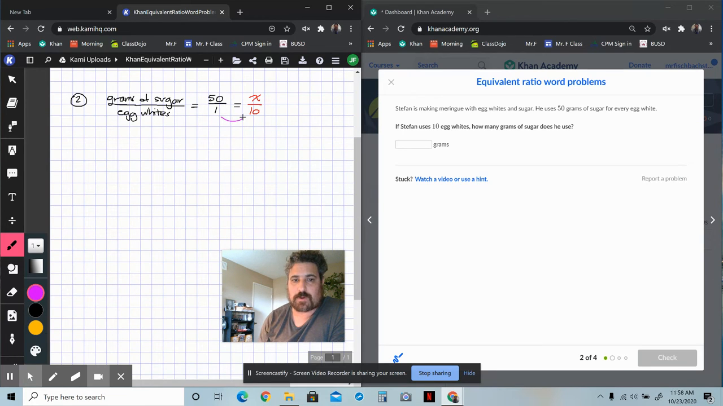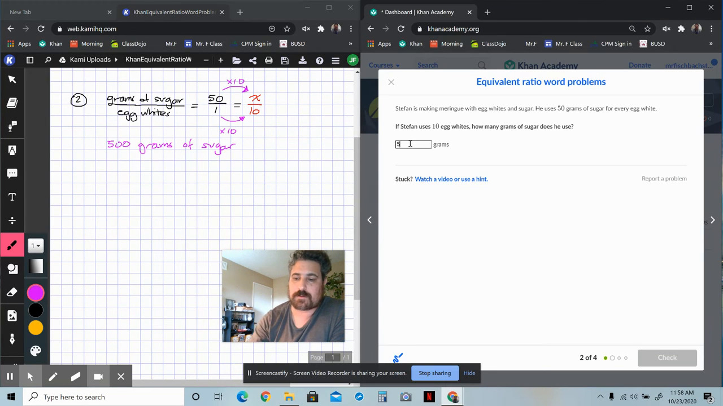So what would you multiply 1 by to get the 10? Obviously times by 10. So then what do you multiply the top by? Times by 10. And you can see that he will need 500 grams of sugar, right? So it says, how many grams of sugar does he use? 500 grams of sugar would be the answer. And now you're going to just put that in here. It's easy as pie. Okay, then we do the next problem.